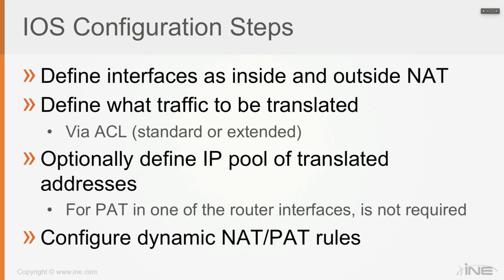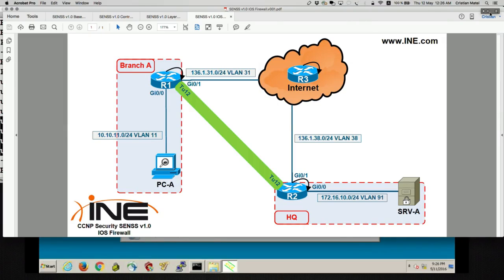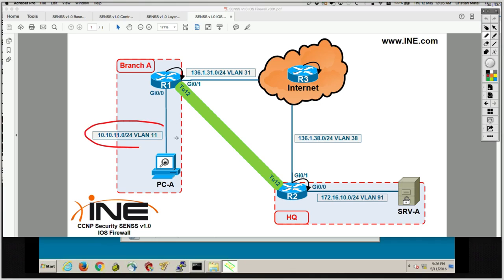So the pool is optional because, as you're going to see, we're going to translate VLAN 11 as traffic goes out on the internet. We're going to translate VLAN 11 into the IP address of router 1 on the outside interface. So if that's the case, I'm going to translate all traffic into router 1's IP address on that interface, which means I don't have to create an IP pool to define into what I want to translate the inside hosts.